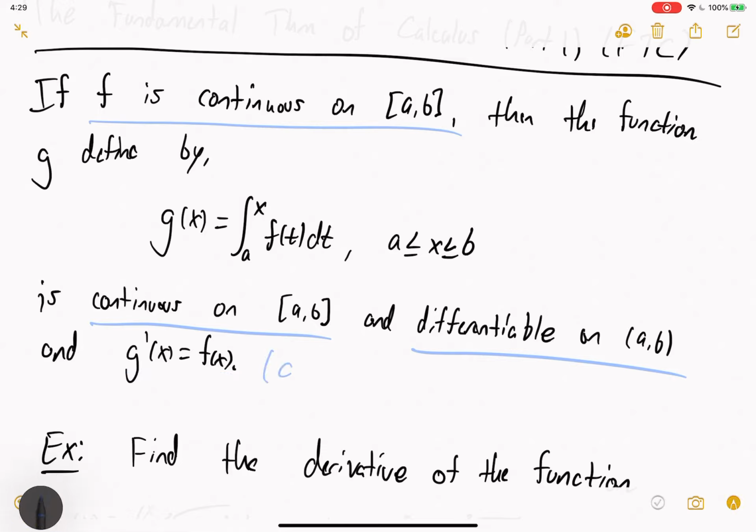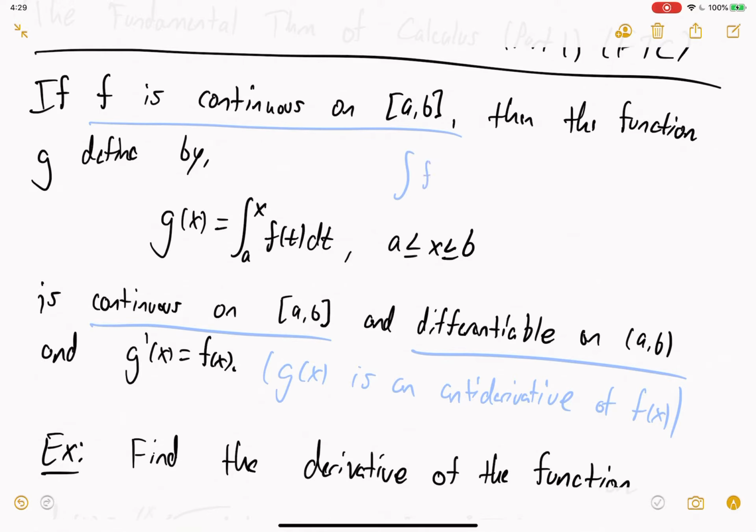So what this means is that g of x is an antiderivative of f of x. And that's basically just what we did. Again, it doesn't really matter, the variable inside the integral is t. t is just referred to as a dummy variable. When we do integrals, we will say like f of x dx. But if we're integrating to x, then we need to use another variable, so we just usually use t.